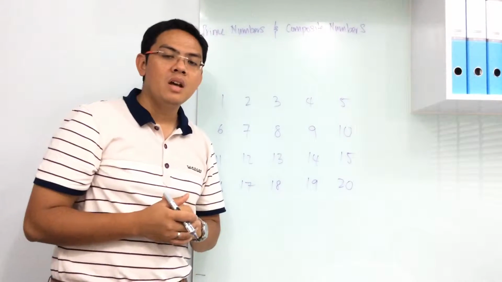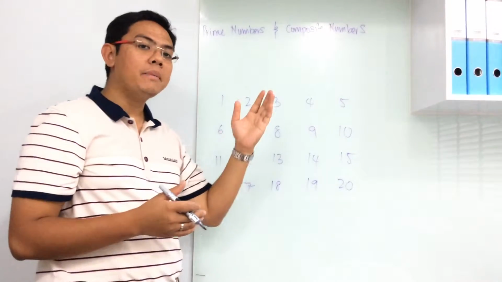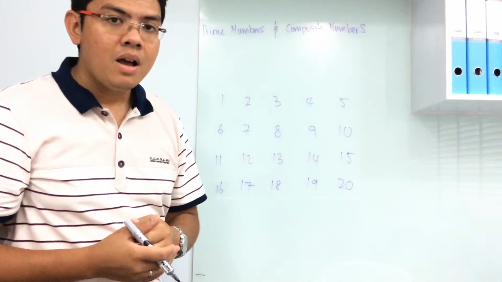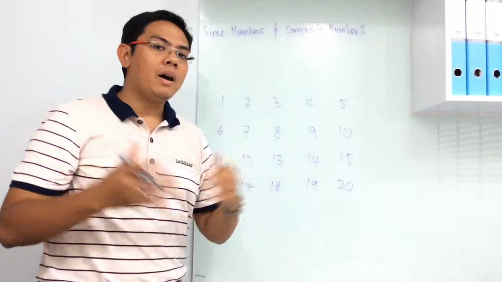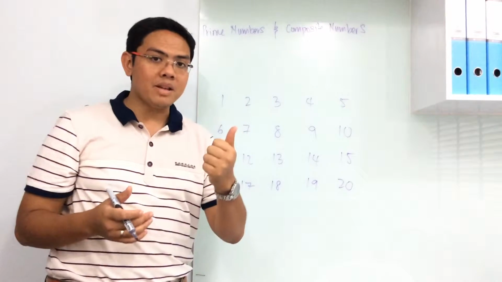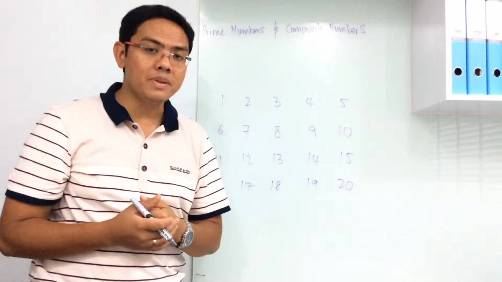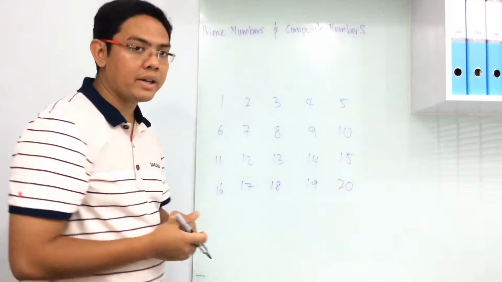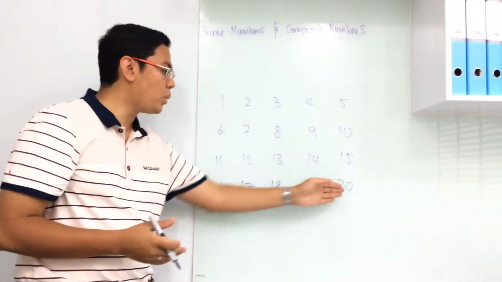Hello everyone. Today I'll be talking about prime and composite numbers. When we think about any whole number, two words come to mind: whether this number is a prime number or a composite. Let's look at the board here. I've written numbers from 1 to 20.